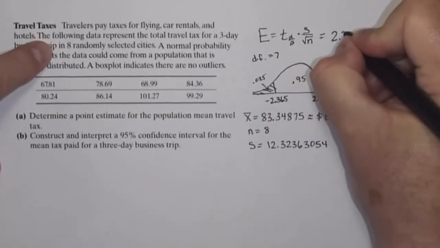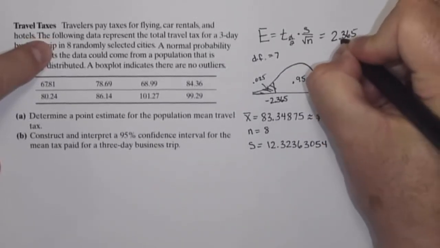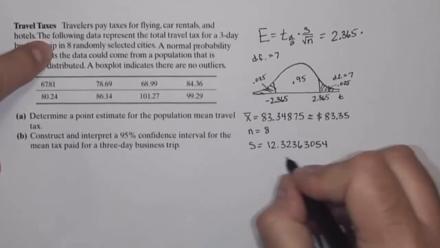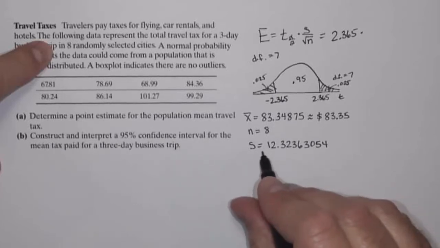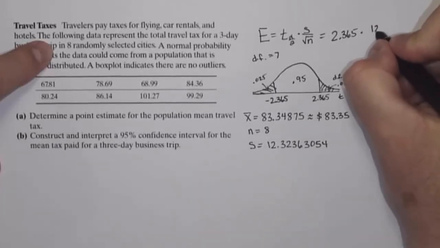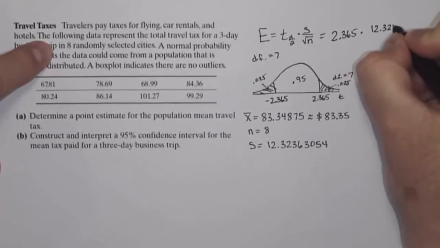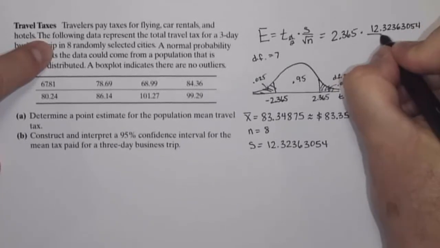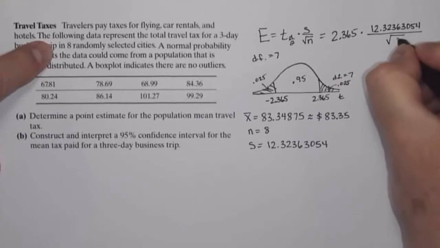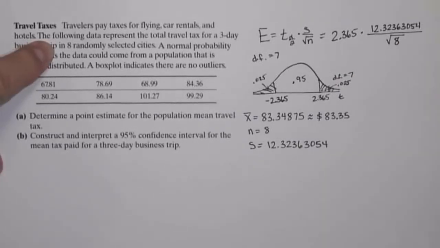So I have 2.365 times S. I don't want to round too short, so at least carry that out like 5 or 6 places. I'm going to just use the whole thing. So 12.3236354 divided by the square root of the sample size, which is 8.